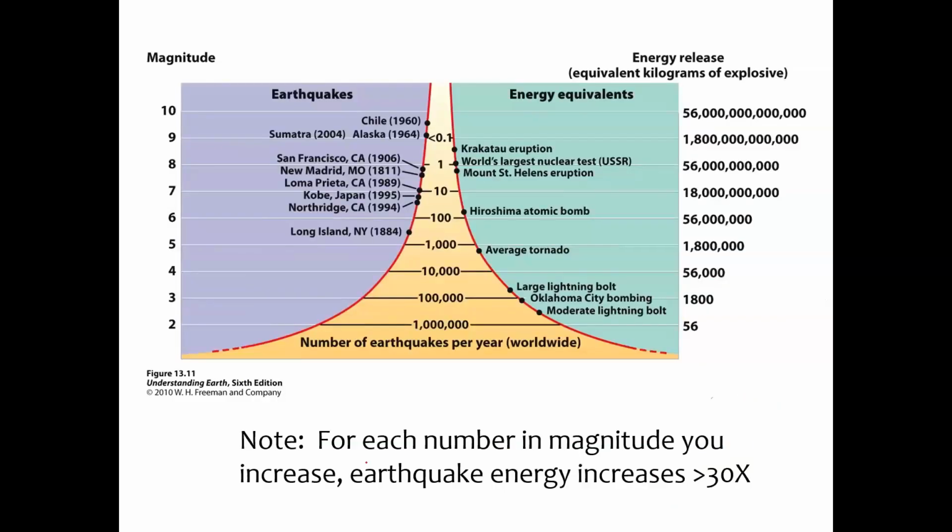Just to summarize that, because I want you to remember this. For each number in magnitude you increase on this moment magnitude scale, earthquake energy increases 30 times. It's a logarithmic scale, is what we call it mathematically. But you should know that it's 30 times the amount of energy in a magnitude 8 quake than in a magnitude 7 quake.